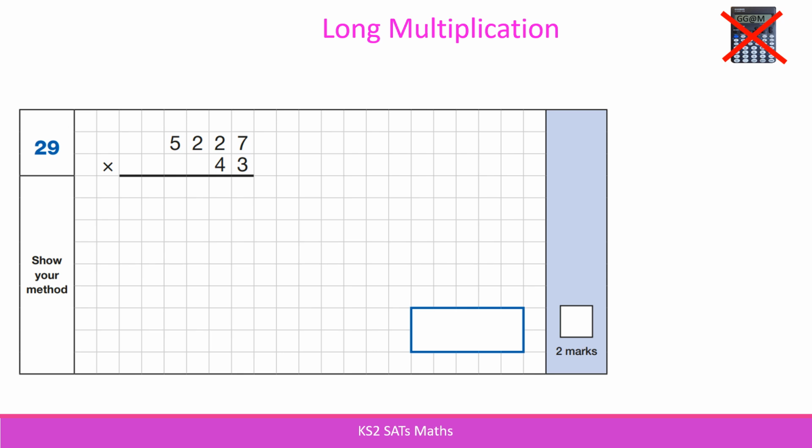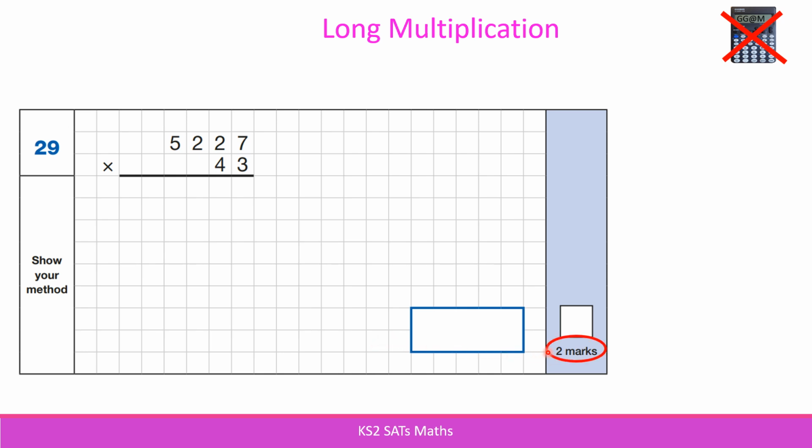This is a question on long multiplication. You have got to do 5,227 times by 43. Now they have written it out in this form, so it's encouraging you to use the column method. But there are two methods that you can use to do this, and I'll go through the two methods in a minute. Remember to write your answer in the box, and this will be worth 2 marks in the exam.